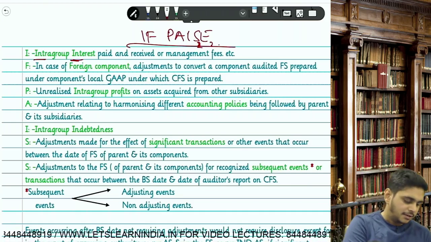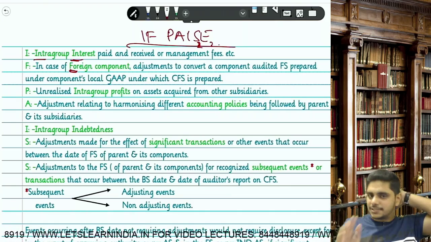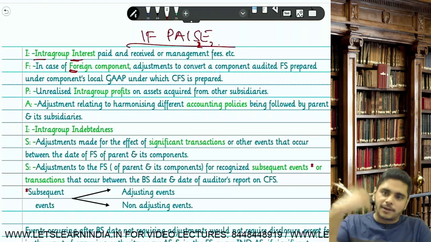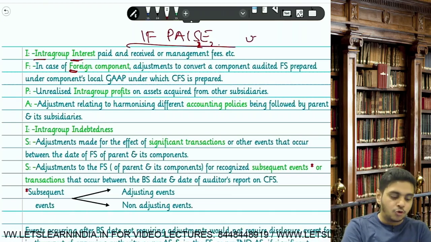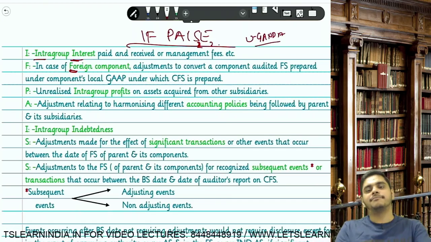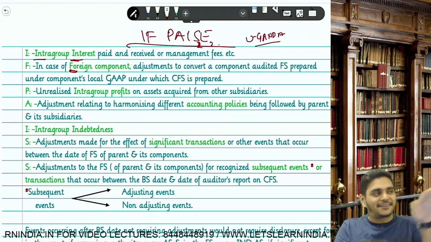F: In case of foreign component. Sir, component means subsidiary, associate, joint venture, foreign. Like imagine if I have a company, my subsidiary is in Uganda. Uganda is a country in Africa. I have a subsidiary there.